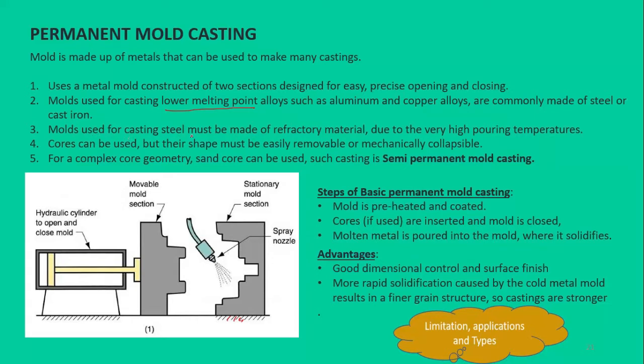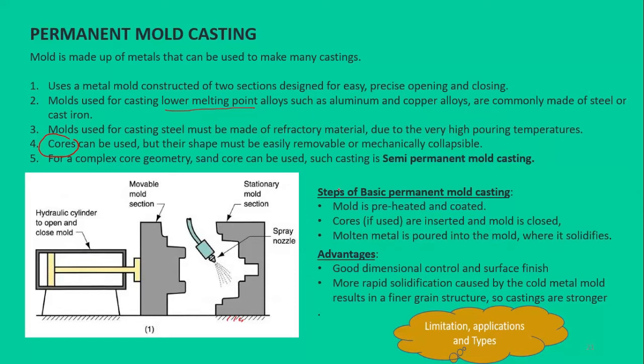The mold used for casting steel must be of refractory material, as we discussed, because of the high pouring temperature. Then one of the features is that cores can also be used here, and if we recall, the core was used to make the internal geometry. So cores can also be used here, but their shape must be easily removable or mechanically collapsible. They should be designed in such a way that they are easily removable once we have our parts solidified, or they can be mechanically collapsible, right? So we need to take this into consideration while designing the core.